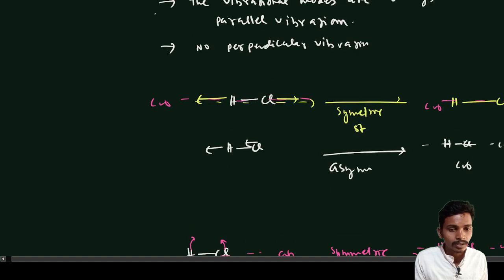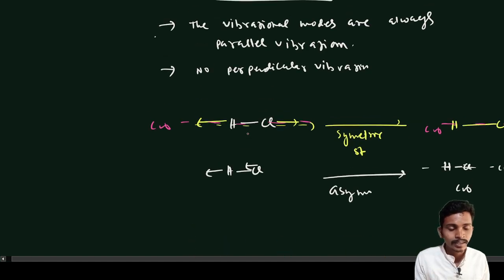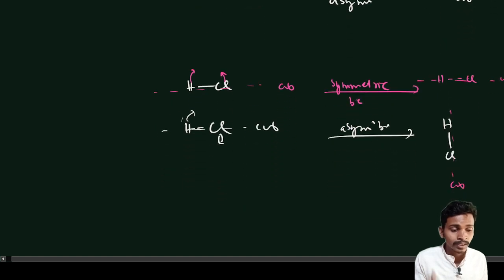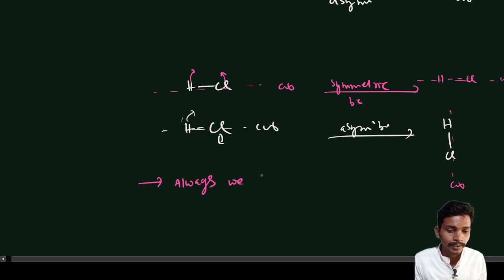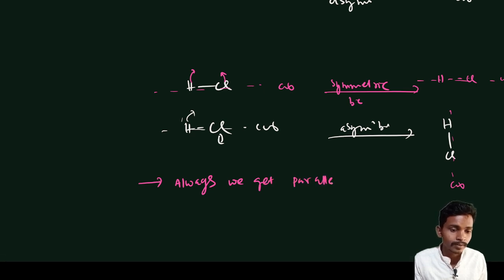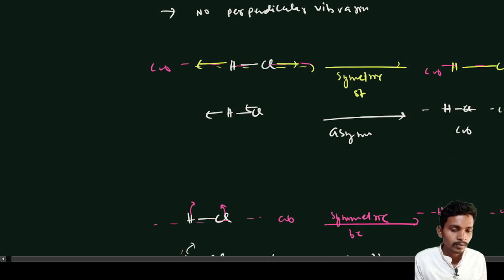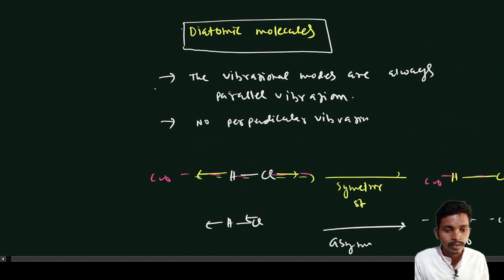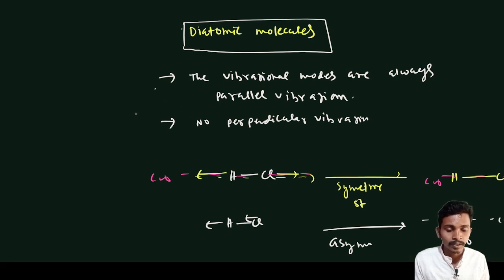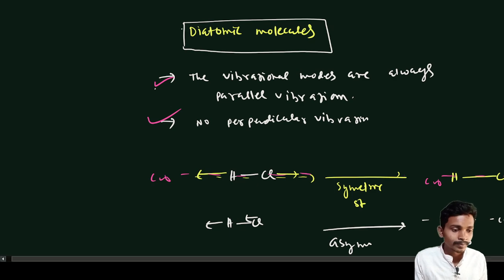So for diatomic molecules, whether you bend symmetric or asymmetric, or stretch symmetric or asymmetric, you always get parallel vibrations. In diatomic molecules, the vibration modes are always parallel vibrations. No perpendicular vibrations we get.